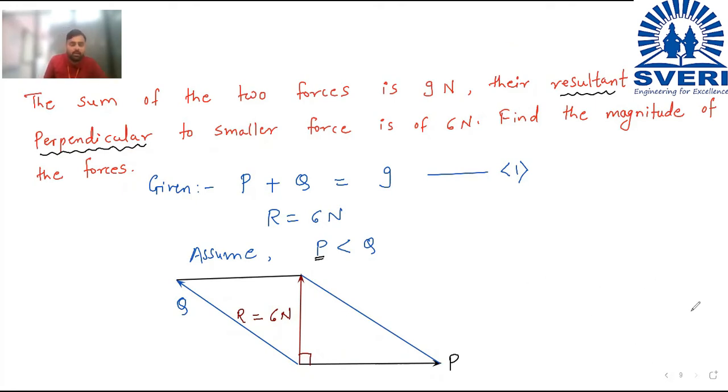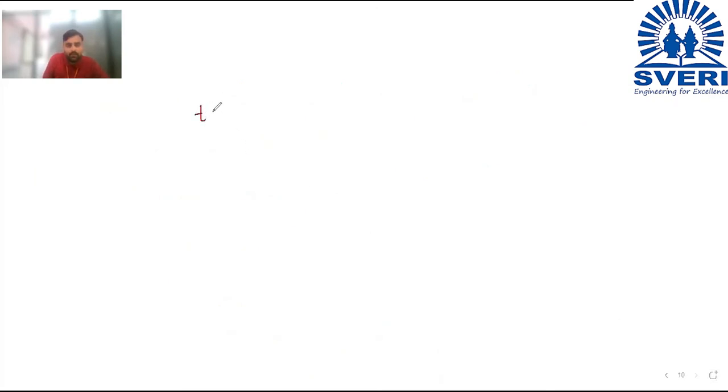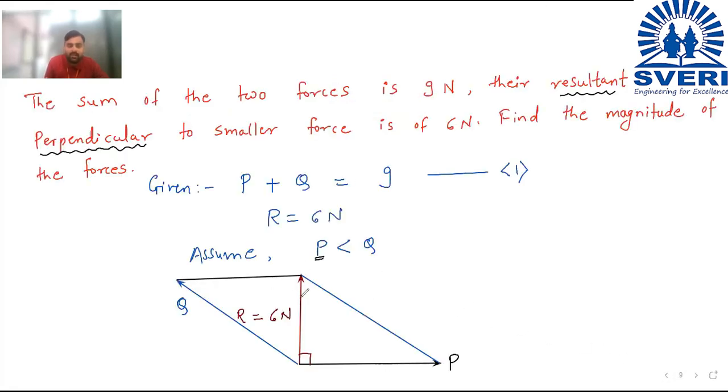So I have got one equation now, P plus Q is equal to 9 Newton. Now I know the formula: tan of alpha is equal to Q sin theta divided by P plus Q cos theta. But what have they given? Alpha is 90 degrees. Alpha is the angle between the resultant force and P. So this 90 degree angle is alpha. Alpha is given to us as 90 degrees. So put that value over there.